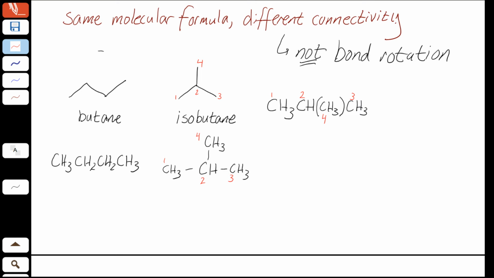The other way to do it is to recognize that all of the 1, 4, and 3 are CH3s, and there's a CH in the middle. So sometimes you might see this written as that. So in this case, the CH is our carbon number 2, and then the CH3s are 1, 3, and 4. Yes, that's also okay. So CH and then 3 CH3s.